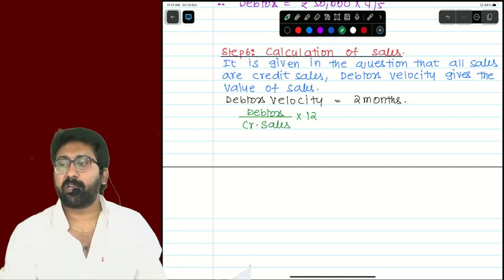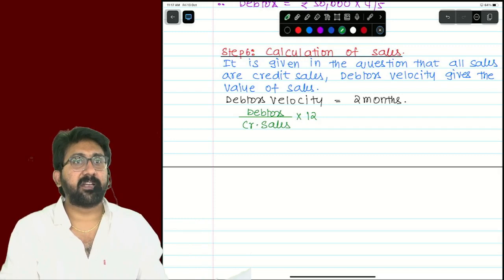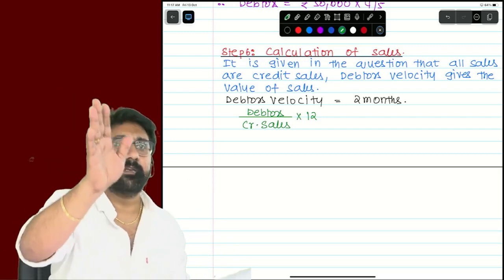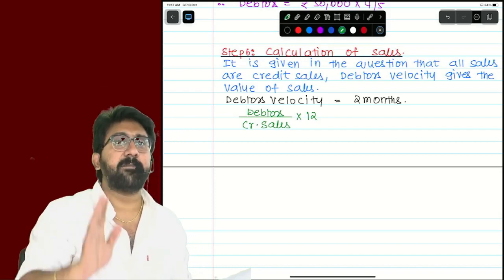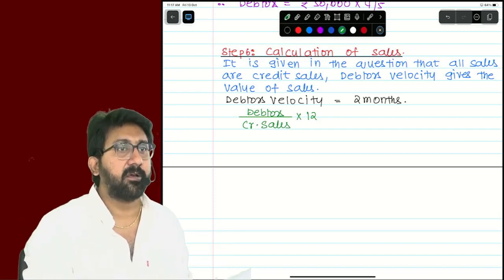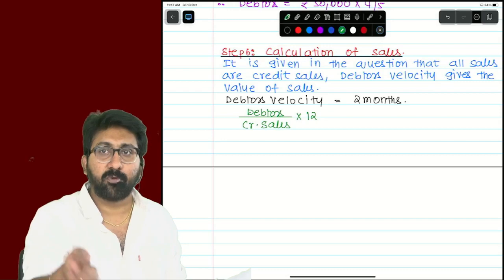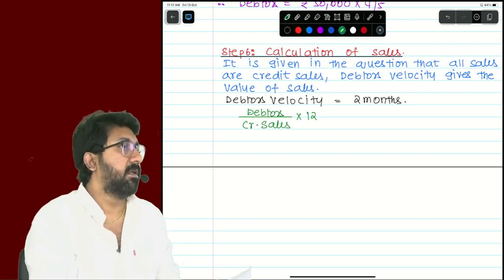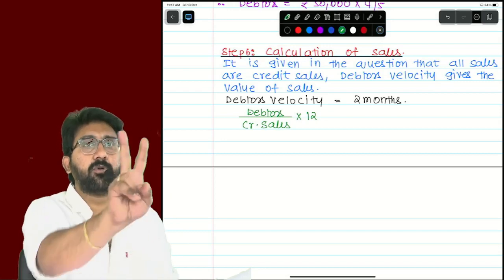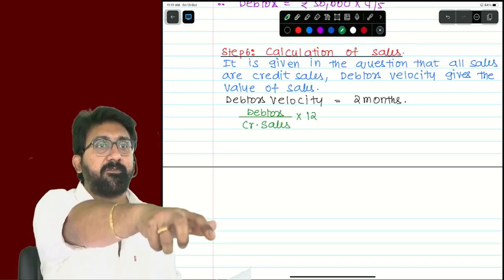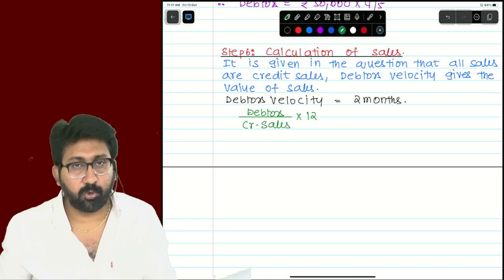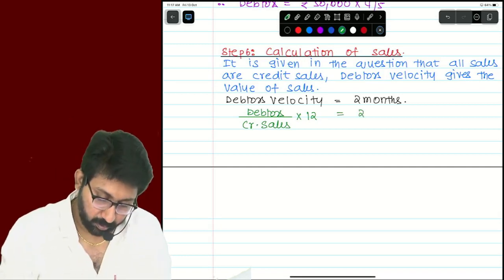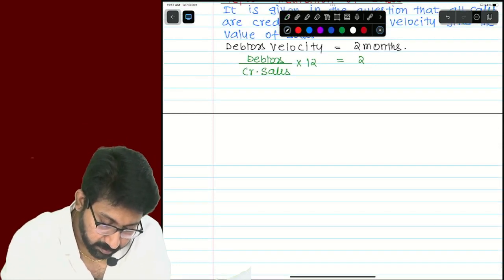Do you know what is the meaning of this formula? Out of the total credit sale, how much debtors is always stagnant? Sir, listening, yearly for example, I make 1000 rupees of credit sale. 1000 will not be in the form of debtors always. We will realize it. That means at any point of time, 2 months of my credit sale will be in the form of debtors. That's the meaning of the 2 months. Okay. This will be equal to how much? 2. What is the debtors value?